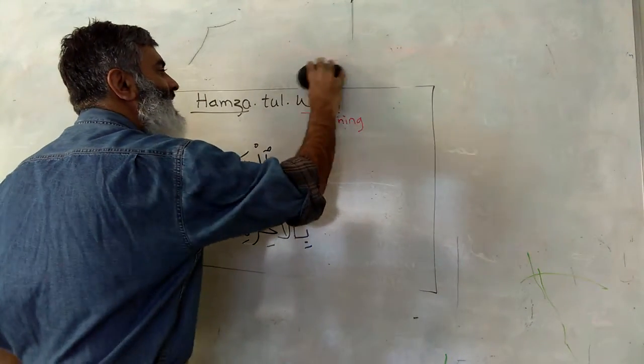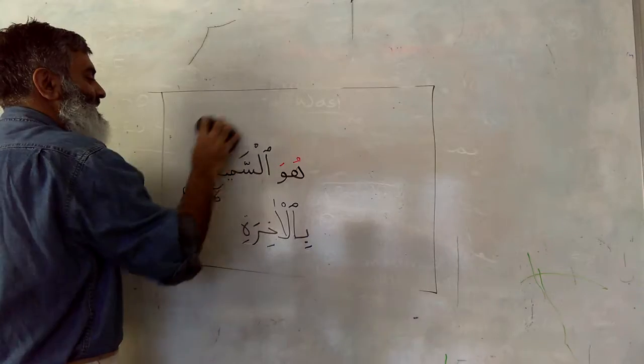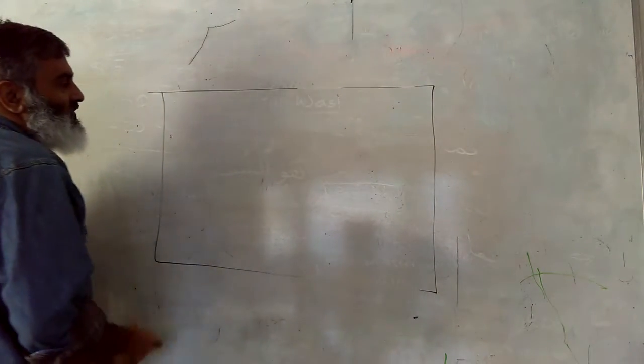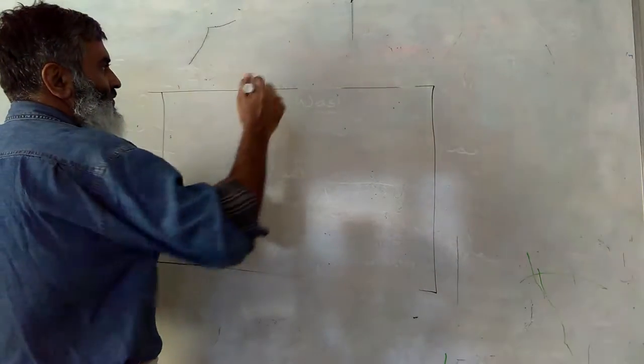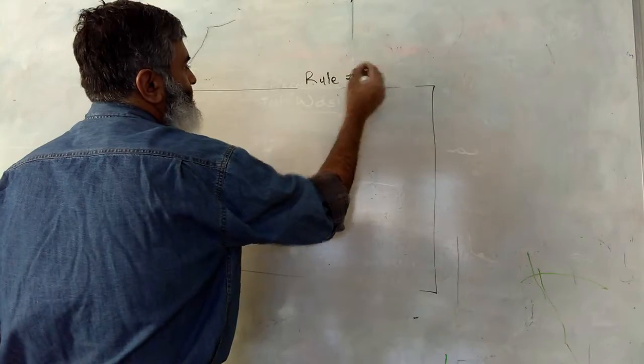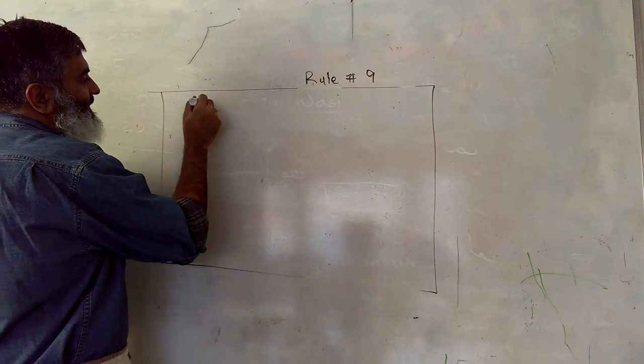We will now move to rule number 9, which talks about the little letters which show up on a word.